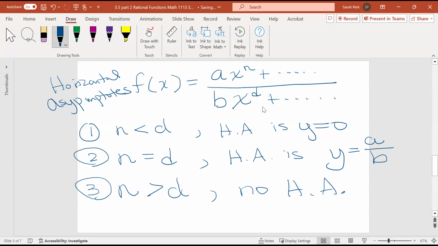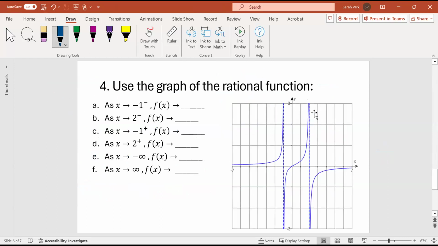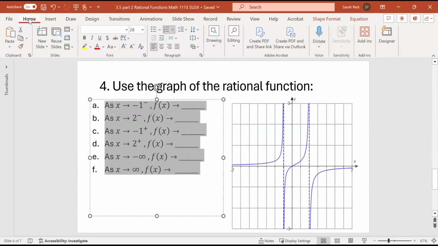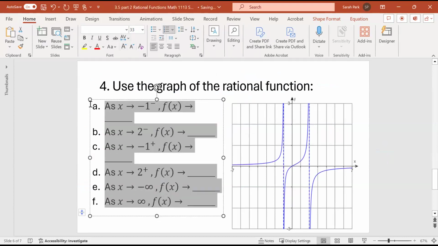Okay, now let's look at the next case. What happens as x approaches some value, where does the graph approach?